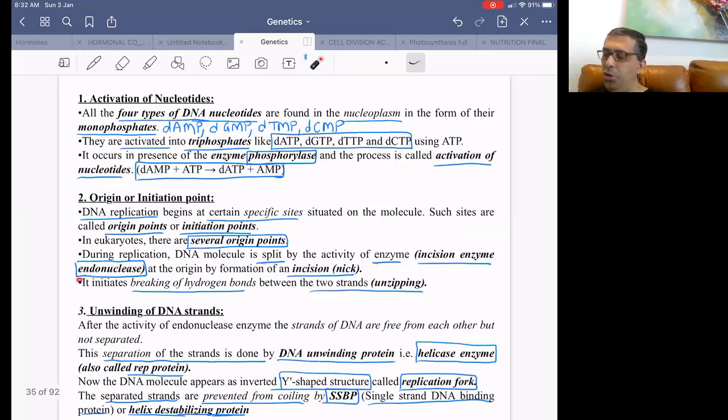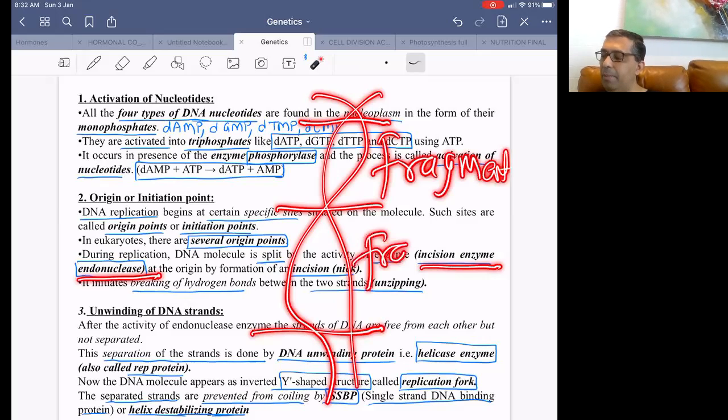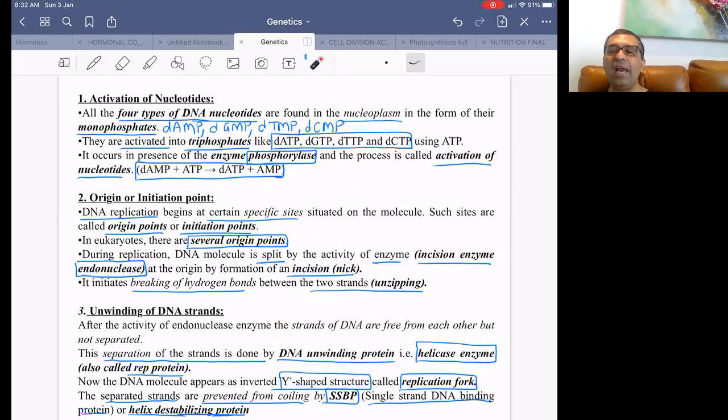So endonuclease or incision enzyme breaks DNA phosphodiester bonds, and you get multiple fragments of DNA. DNA gets broken into multiple fragments. So many such fragments are formed.